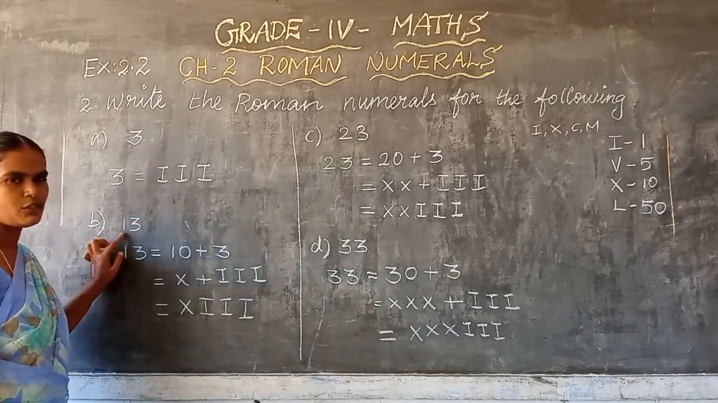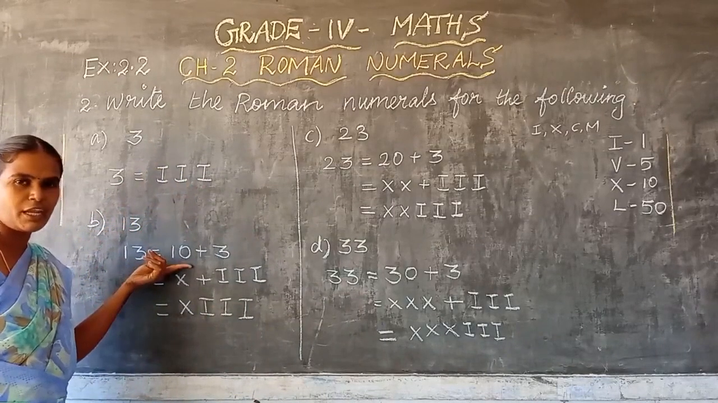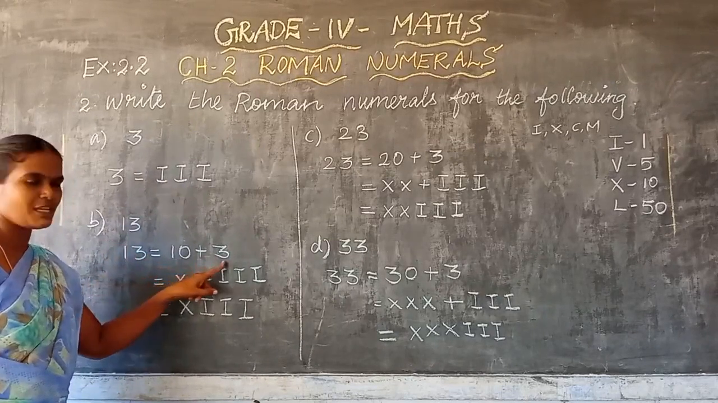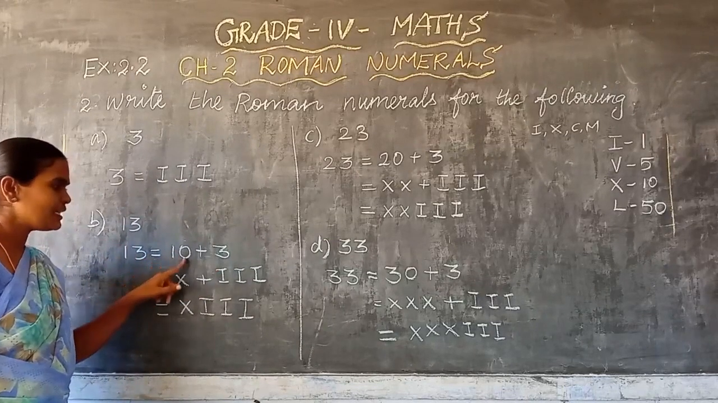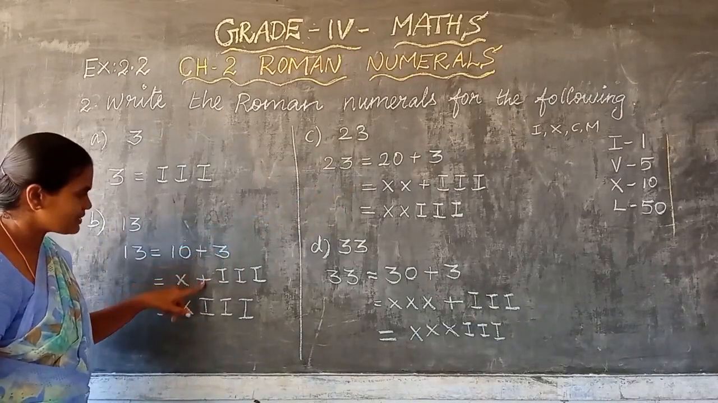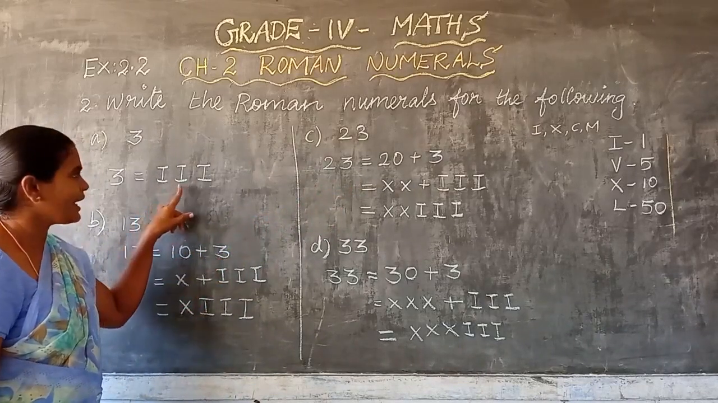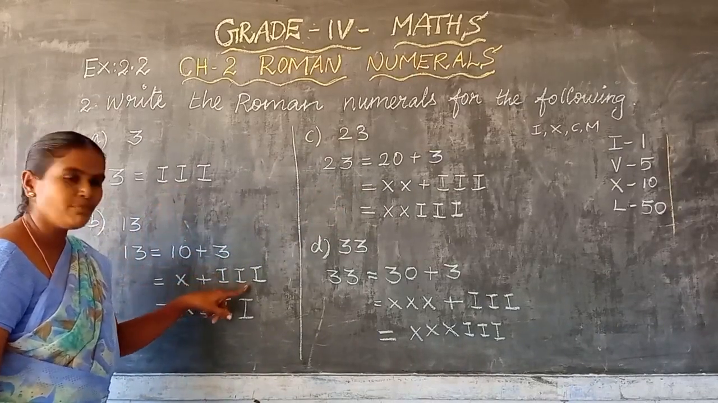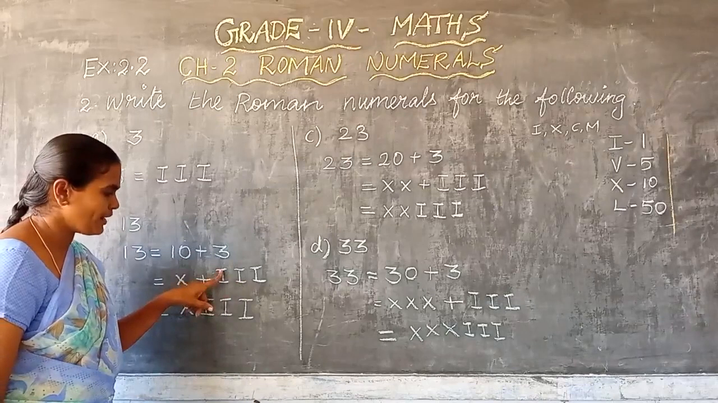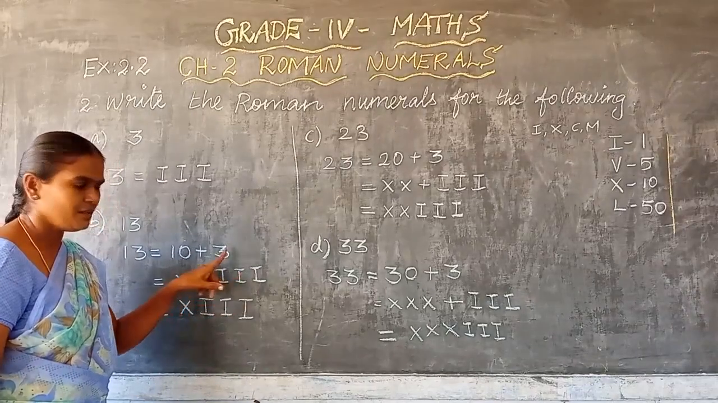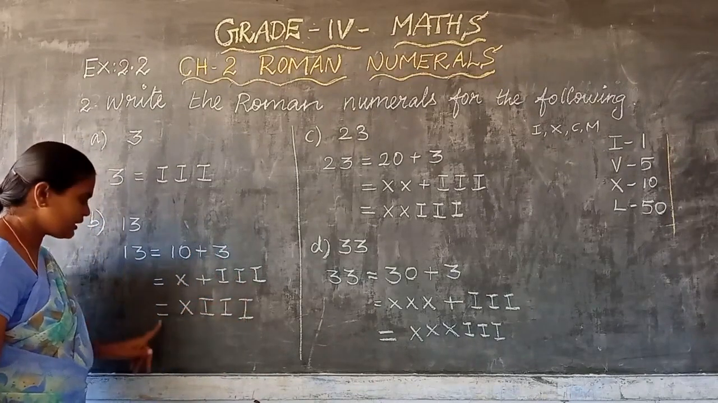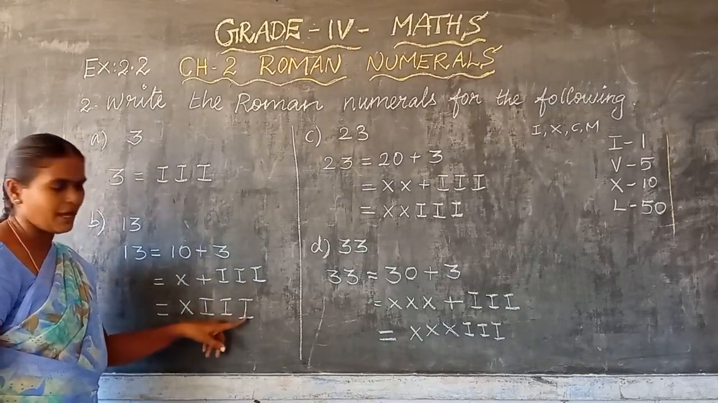Next, 13. So the expanded form of 13. 13 means 3 ones, 1 ten. So 10 plus 3. Expanded form of 13 means 10 plus 3. 10 means X, plus 3. 3 means III. We are writing a maximum of 3 times. So repeated means addition. So I value 1, 1 plus 1 is 2, 2 plus 1 is 3. So XIII. 13 equals XIII.